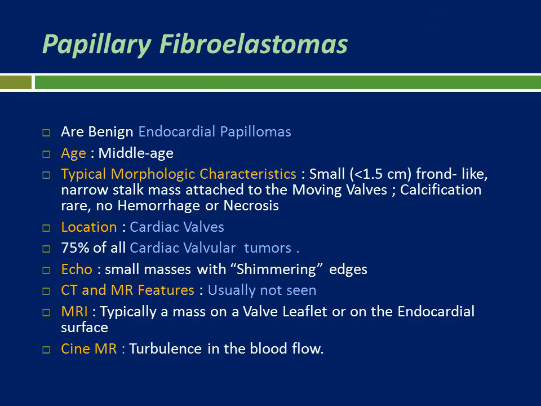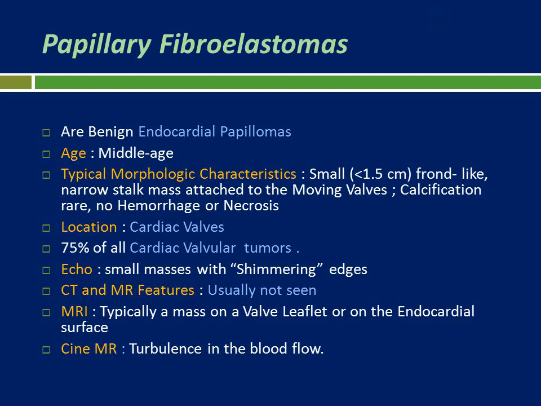Papillary fibroelastomas are benign endocardial papillomas. Age, middle age. Typical morphologic characteristics: small, less than 1.5 centimeters, frond-like, narrow stalk mass attached to the moving valves, calcification rare, no hemorrhage or necrosis. Location, cardiac valves. 75% of all cardiac valvular tumors. Echo, small masses with shimmering edges.